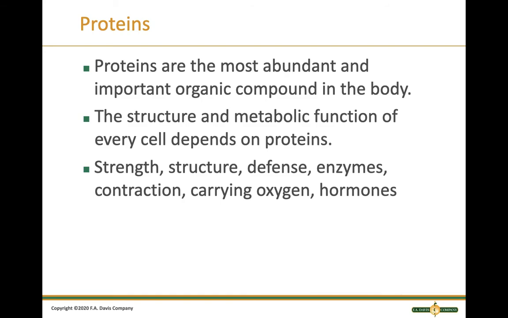Alright, next thing you need to know is proteins. The most abundant and important organic compound in the body. They do all the work of our cells. The structure and metabolic function of every cell depends on protein. So some of their functions are strength, like keratin in our skin, structure, like most of our bones are collagen protein, defense, so our immune system makes antibodies, which are proteins.